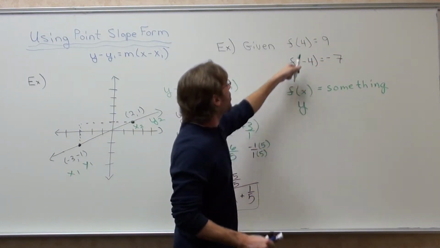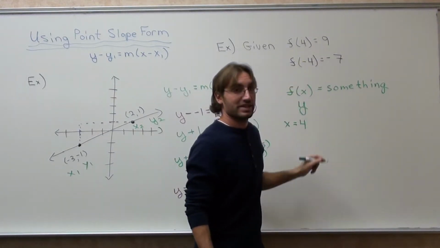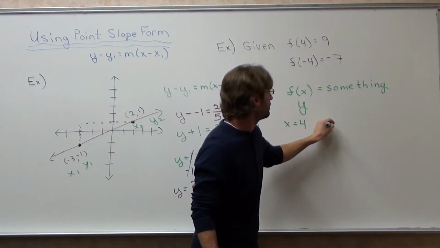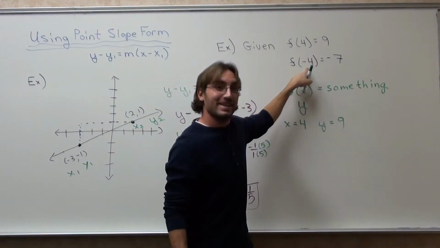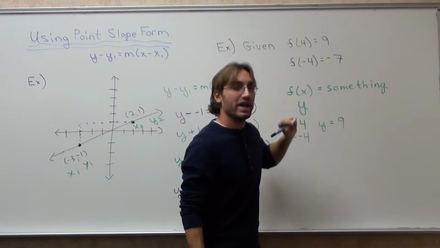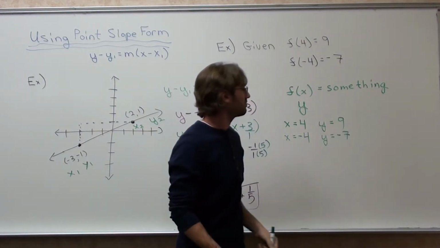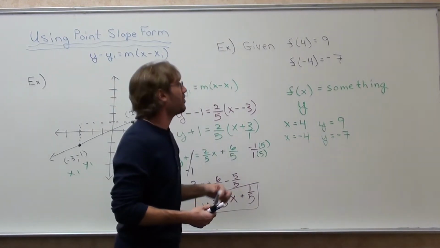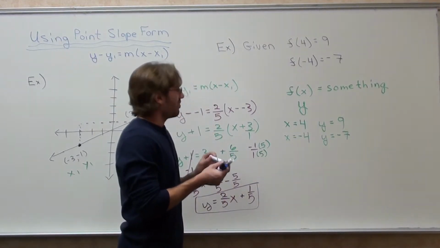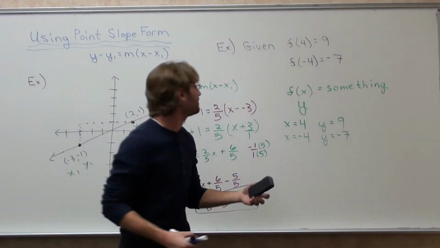y. So, when x is 4, y is 9. When x is negative 4, y is negative 7. That's really all there is to it. Now I'm going to go ahead and erase that. Well, not all of it, but at least this part, so I can have some room to do what I'm supposed to do.